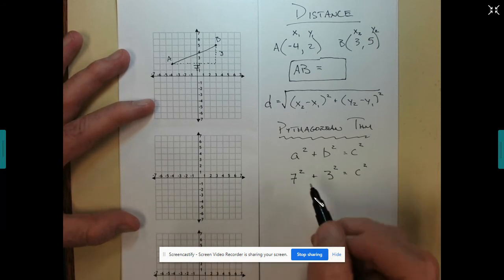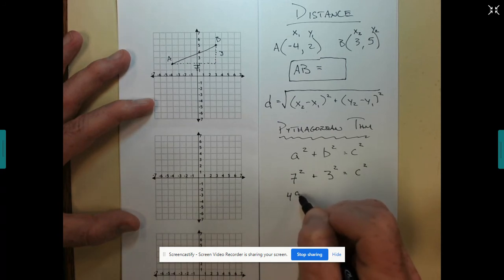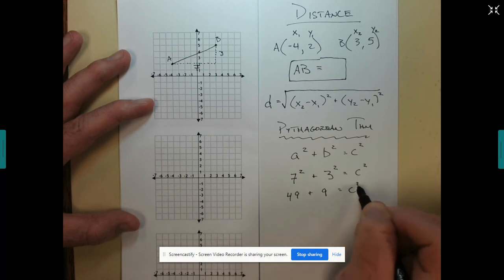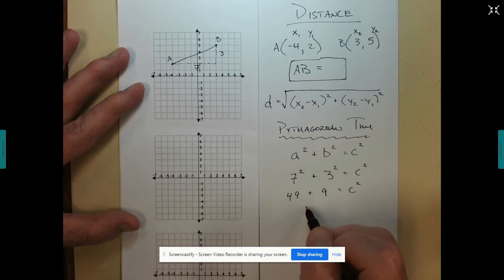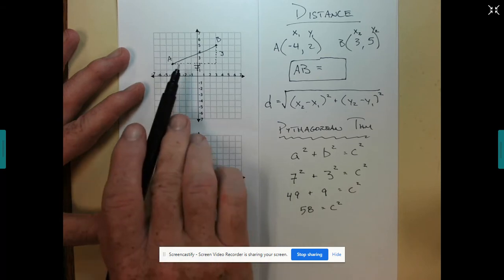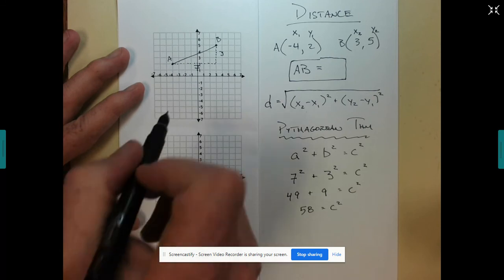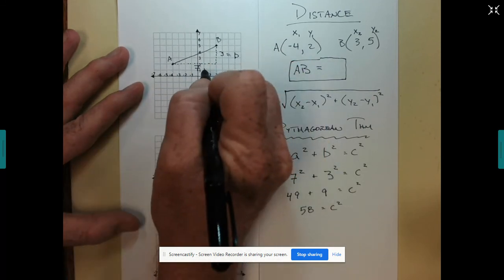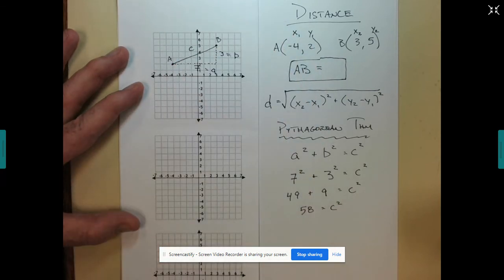So right here, I got 7 squared, which happens to be 49. 3 squared is 9. And I still got c squared on the right side. 49 plus 9 makes 58. Well, this measurement certainly isn't 58 because that's what c squared is. I put 3 in for B. I put 7 in for A. I want to find C. I don't want C squared.